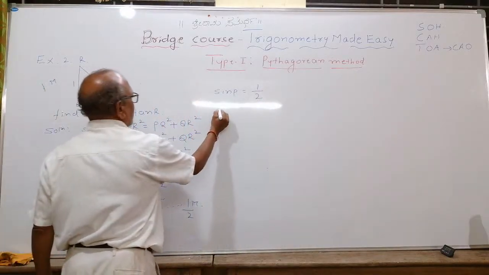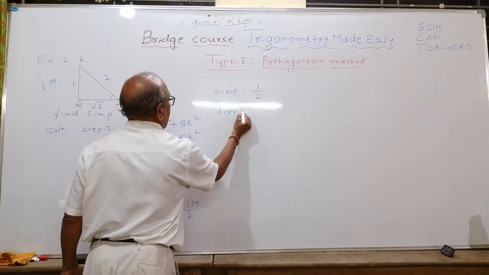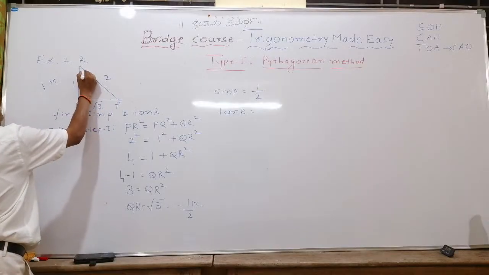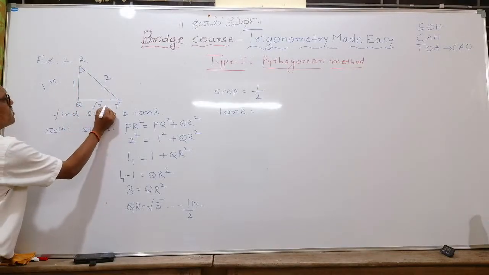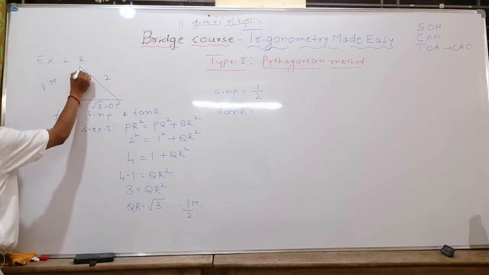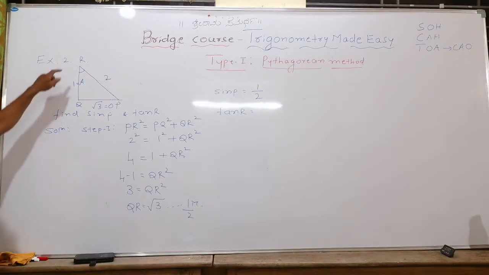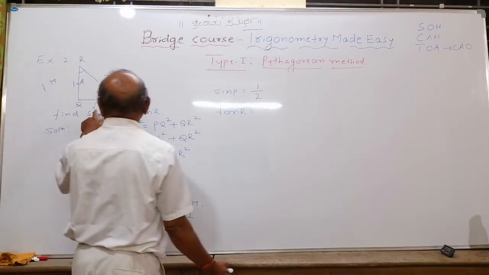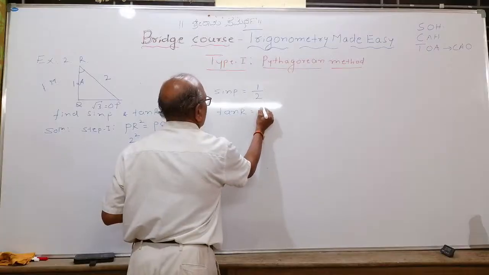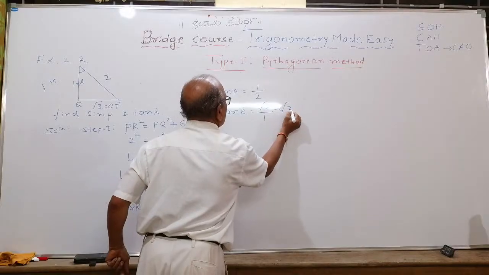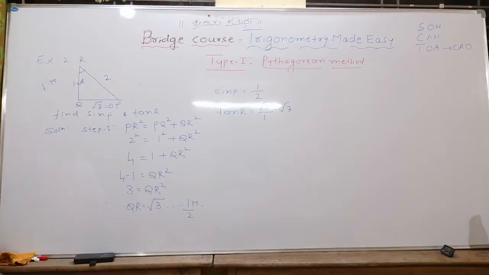What else is asked? You were asked to get tan R. Where is R? This time you have to leave this and take this one as R. Then root 3 becomes opposite, and 1 becomes adjacent with respect to R. What is the definition of tan R? Opposite upon adjacent. Tan R is equal to root 3 divided by 1. Therefore, answer is root 3. Here you are using Pythagoras theorem and solving the problem.